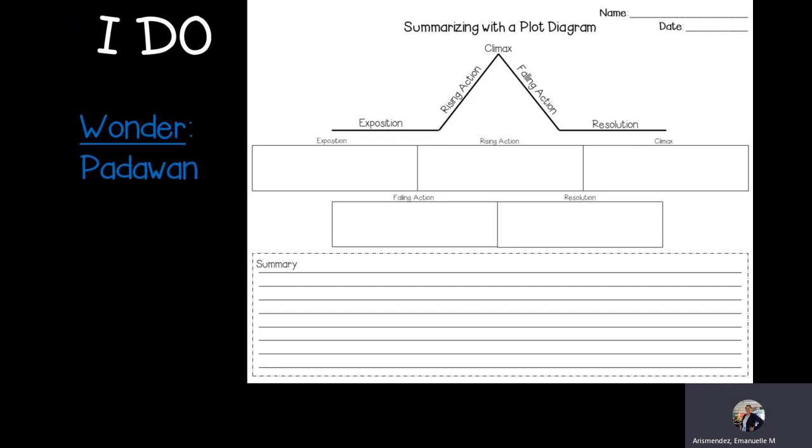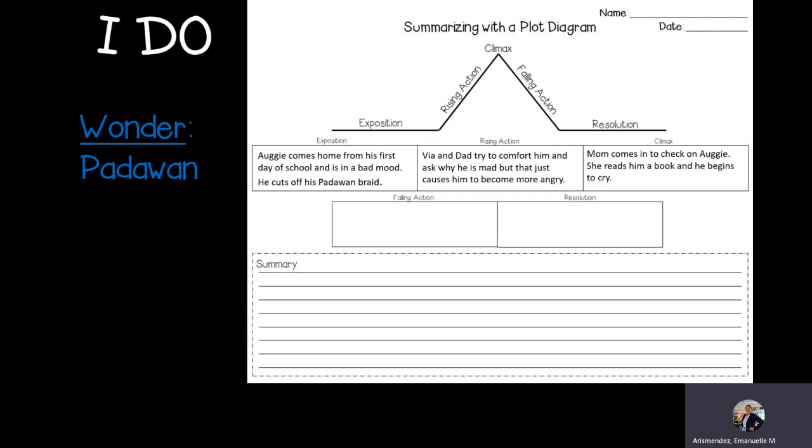So we are going to do this. So what was the first thing that happened in this chapter? And that was that Augie comes home from his first day of school, and he's in a bad mood. He cuts off his Padawan braid. So now in the rising action, Via and Dad try to comfort him and ask why he's mad, but that just causes him to become more angry. So the climax, or the most exciting or interesting part, was when Mom comes in to check on Augie. She reads him a book and he begins to cry.